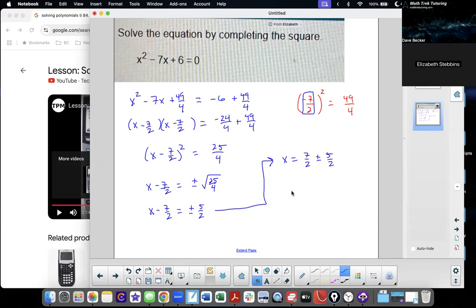Right? I see. Okay. So we get x equals 7 over 2 plus 5 over 2. x equals 7 over 2 minus 5 over 2. And that's where you get 6 and 1. Nasty. Very. All right.